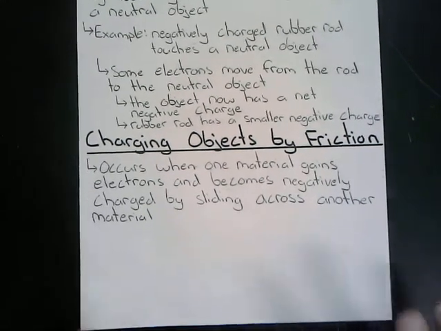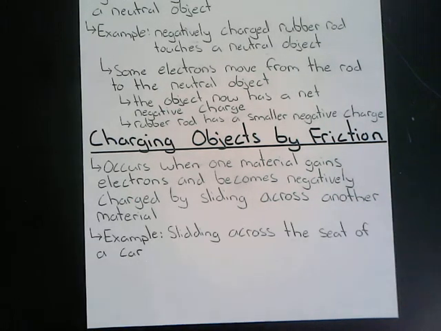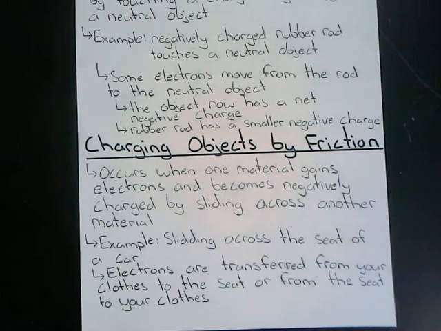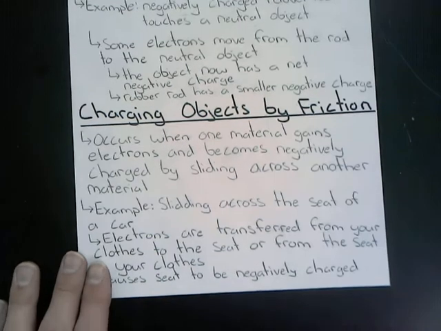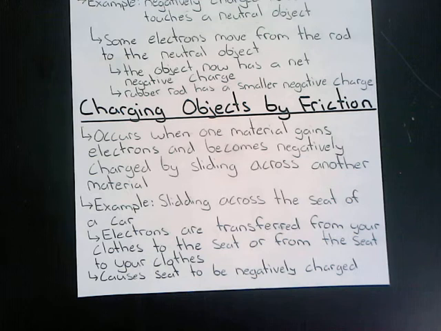An example of this is when you slide across the seat of a car, hopefully not with leather seats, but a car that causes electrons to be transferred from the seat to your clothes. So the electrons are transferred from the seat to your clothes. This causes the seat to become negatively charged, and it causes your clothes to become positively charged.